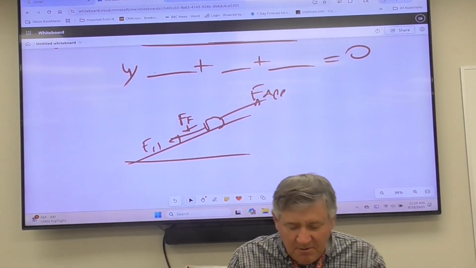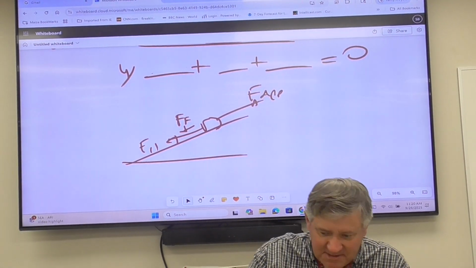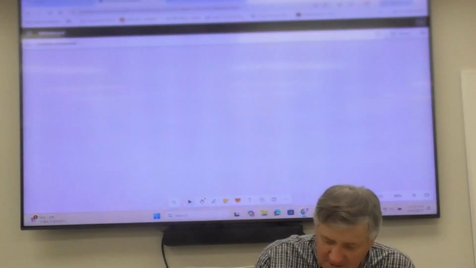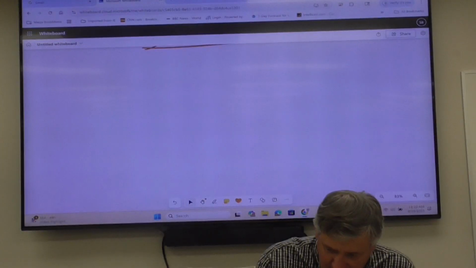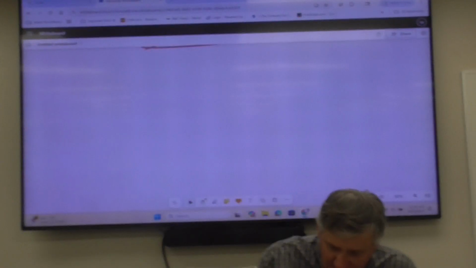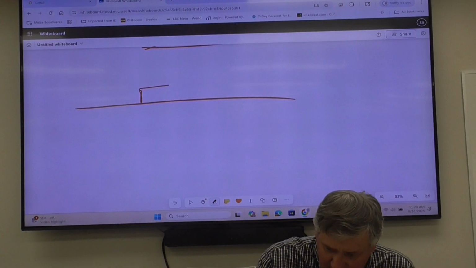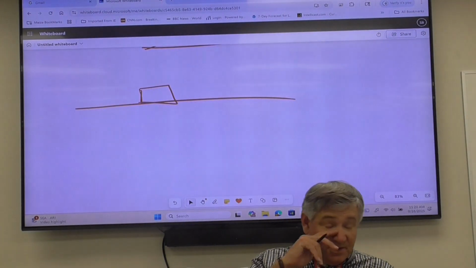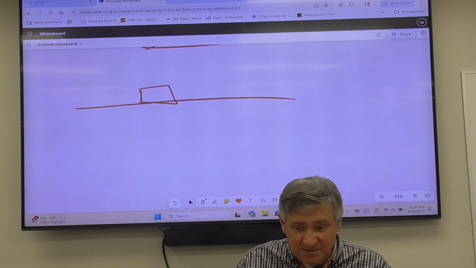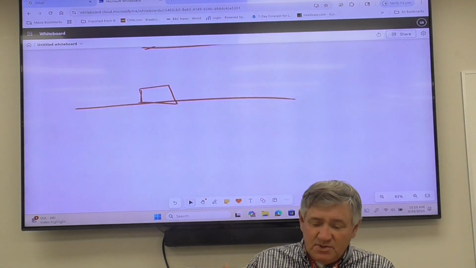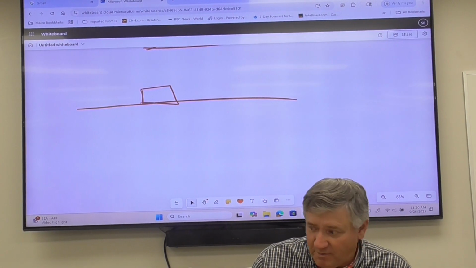Okay, so let's go through all aspects of the lab. The first thing that you did was that you said, all right, here's a block, and we need to figure out a couple of things. First off, how much it weighs. There's two ways you can figure out how much something weighs.